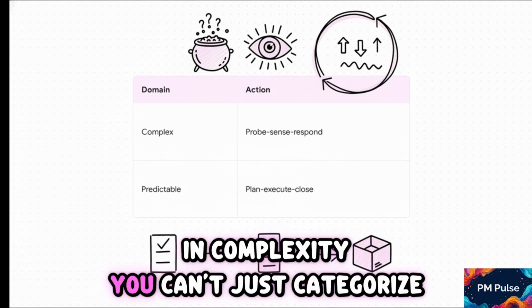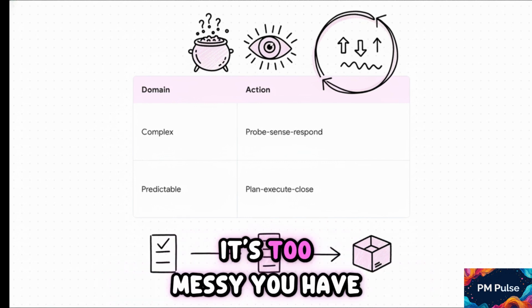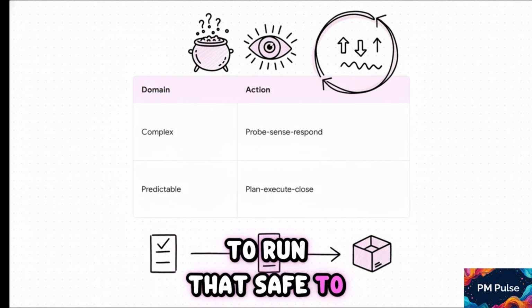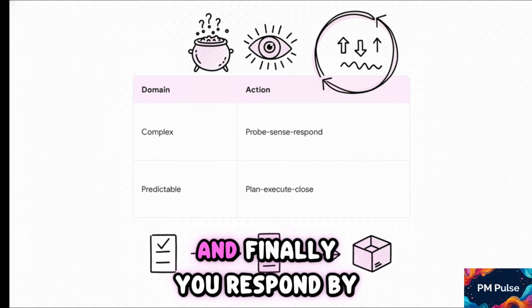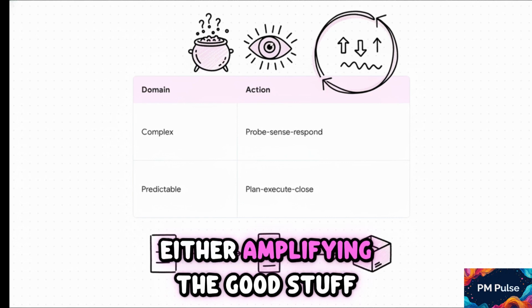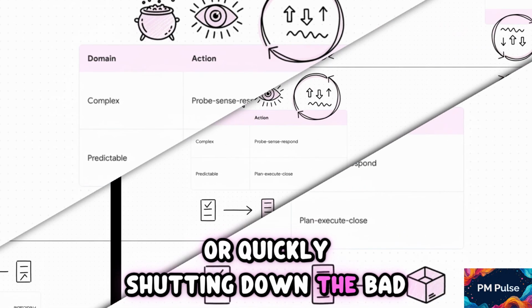In complexity, you can't just categorize the problem. It's too messy. You have to run that safe-to-fail experiment. That's your probe. Then you sense what actually happens. And finally, you respond by either amplifying the good stuff or quickly shutting down the bad.